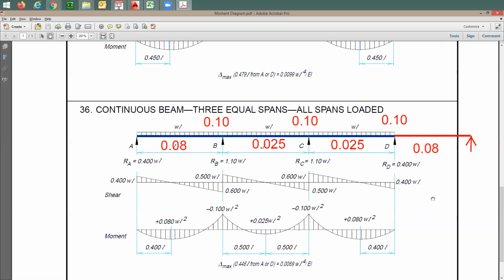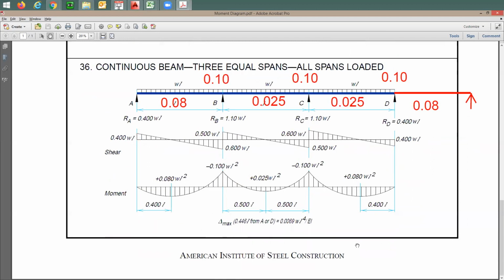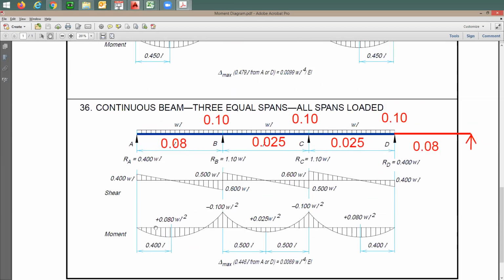This is not now W L squared over 8. So I'm looking at this. This is taken from the Steel Institute, from the Steel book, if you like. Look at the moment diagram. How much is this? This is W L squared divided by what? By 10. W L squared divided by 10 for the negative moment. How about the positive moment? It's going to be this number here, 0.025 W L squared, right? This one's going to be 0.08 W L squared on both sides.